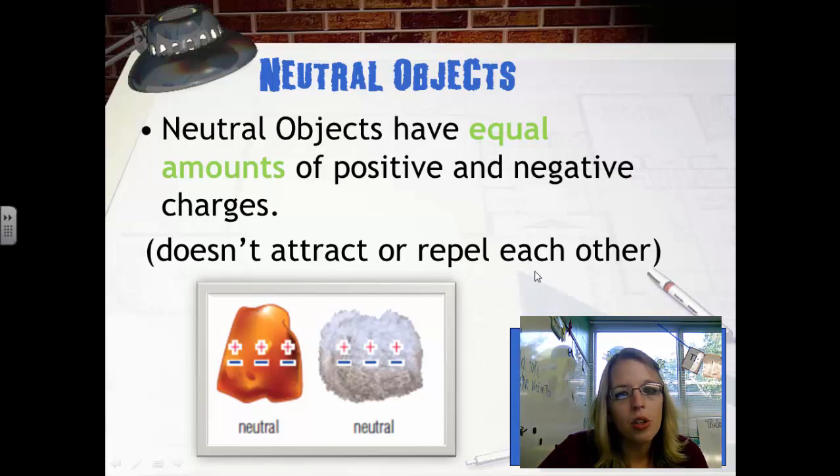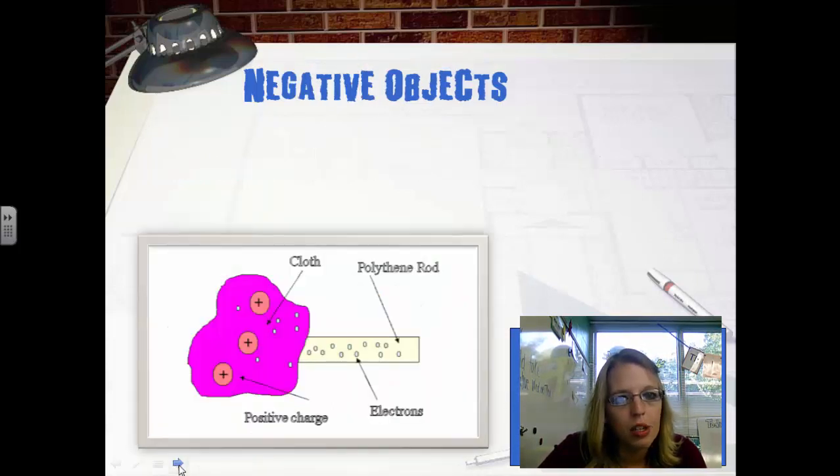And the cool thing about neutral things, I want you to add this in the definition section, is it doesn't attract or repel things. It won't attract or repel other objects. Because you can attract stuff with static electricity, and you're going to play with that later, like with some of your mini explorations.